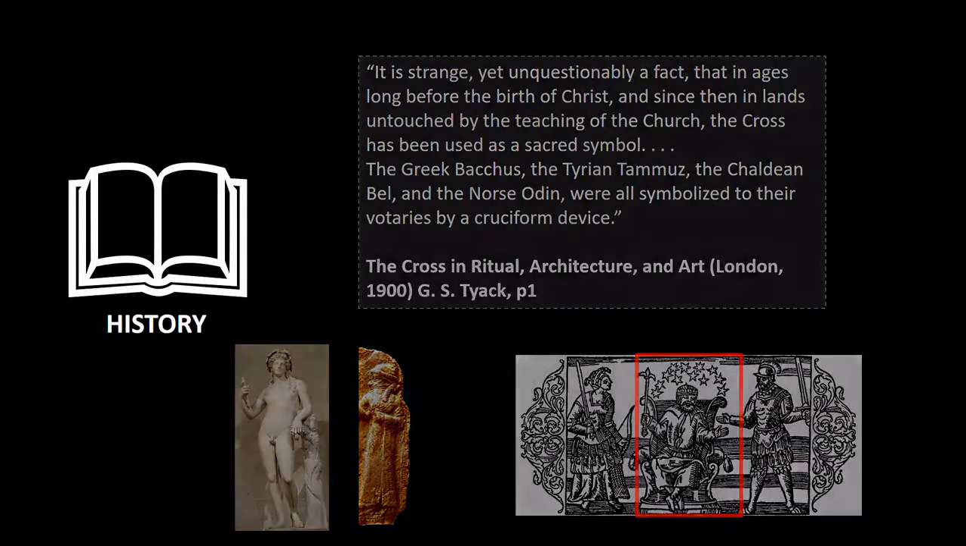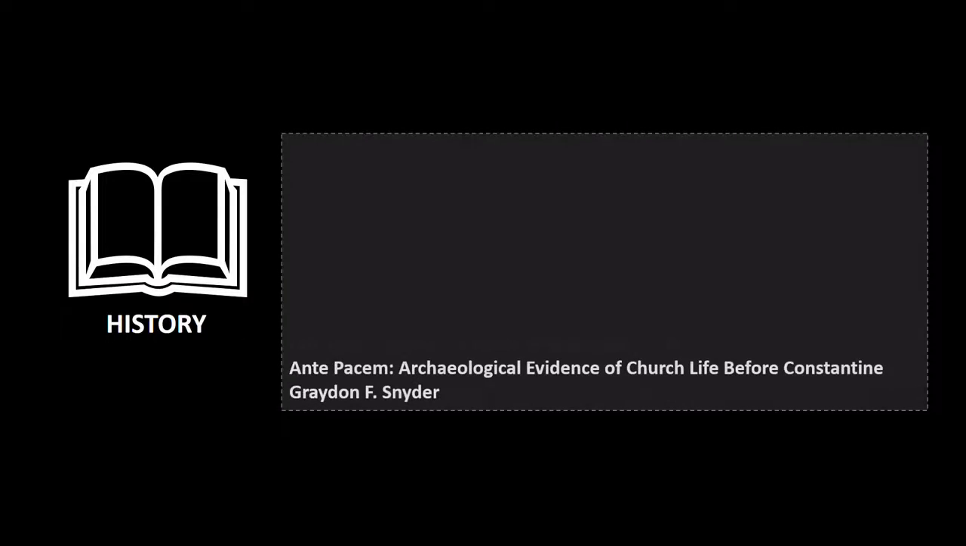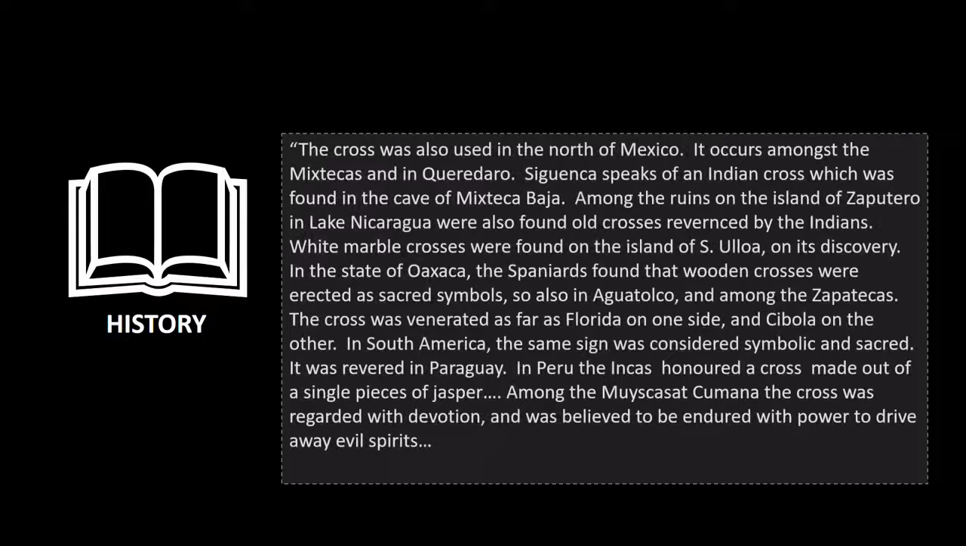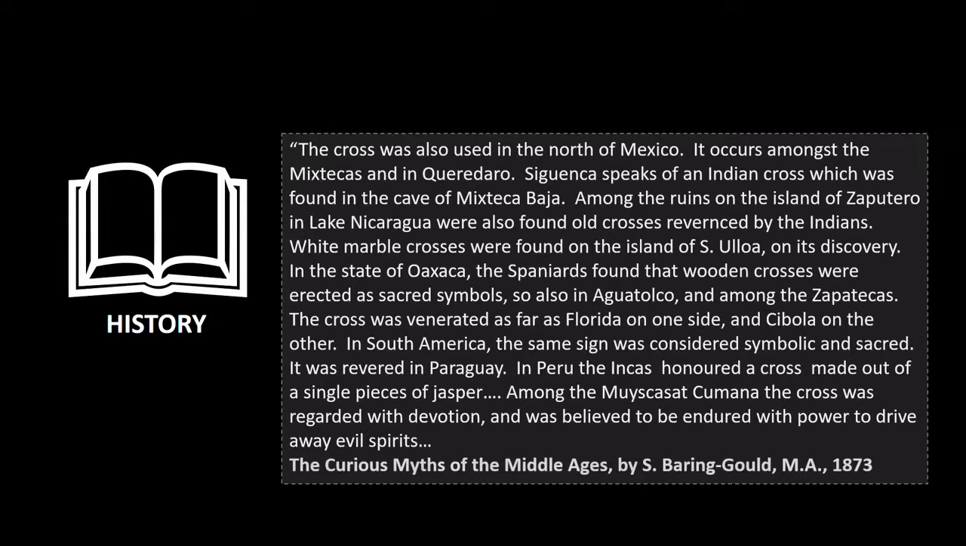Also, in archaeological evidence of church life before Constantine, Professor Graydon F. Schneider points out the universal use of the sign of the cross is a striking contrast to the distinct lack of crosses in early Christian remains. In the Curious Myths of the Middle Ages, Baring Gould devotes an entire section of the book to the legend of the cross, and details different types of crosses accredited with having mystical powers all over the world. See the link in the description to read the entire chapter.